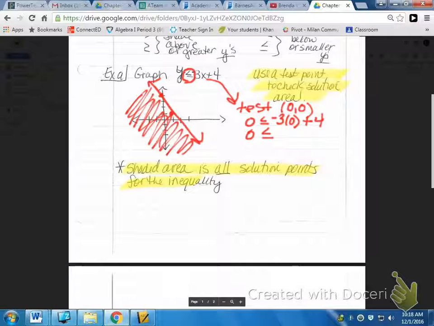Is 0 less than or equal to negative 3 times 0 plus 4? Is 0 less than or equal to 4? Yes. So we have the correct section shaded. One piece of advice, you might want to do the test point before you actually shade. Okay? So you tested if it's correct, then you shaded the right section. If it's not, then you didn't shade the right section.